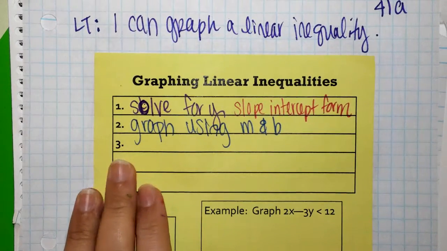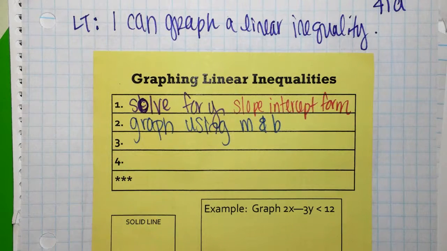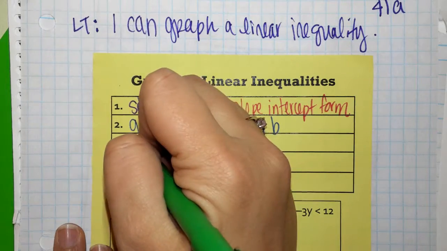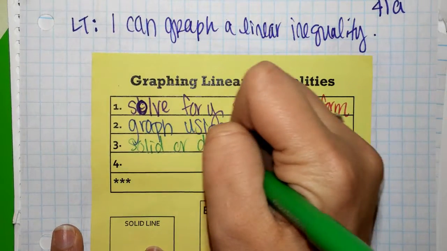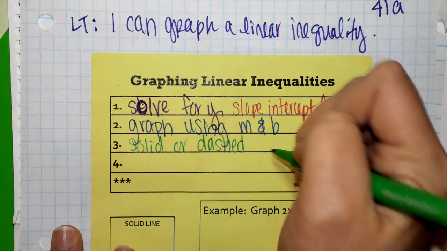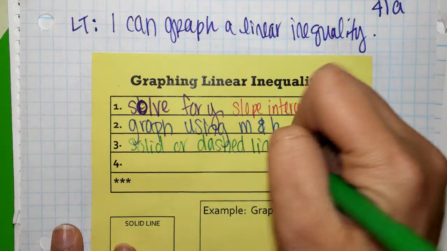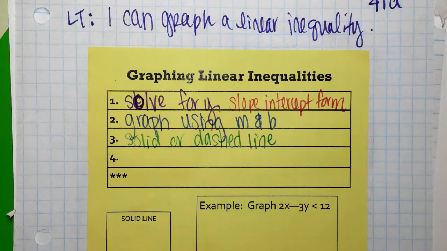Alright, so when you're graphing, you still use the same concepts as open or closed circle, but you use solid or dashed line. So when would you use a solid line? When it was equal to. And then you use the dashed line when it's not equal to. When do you use a dashed line? When it's not equal to.